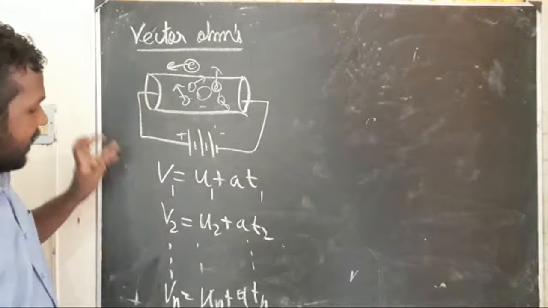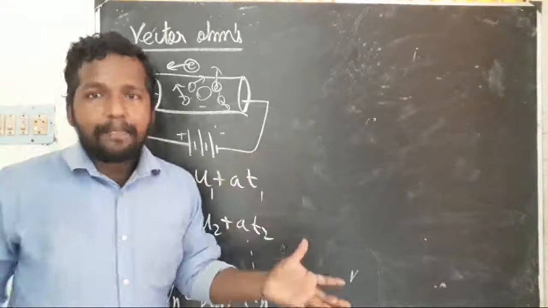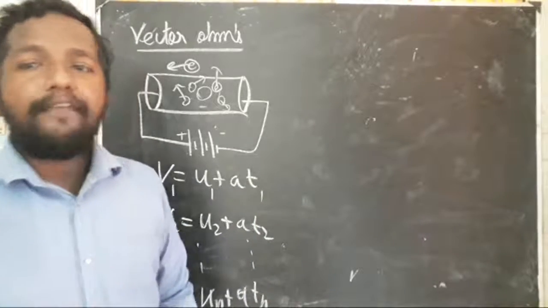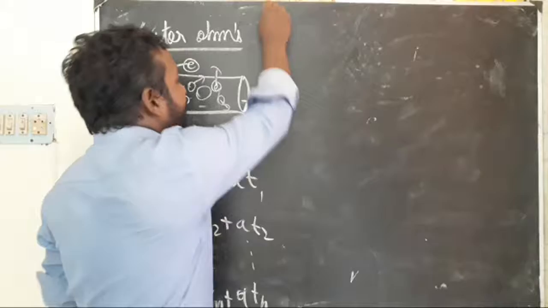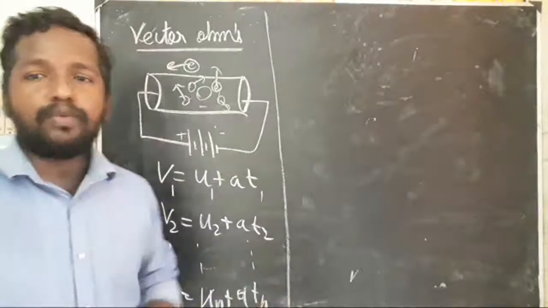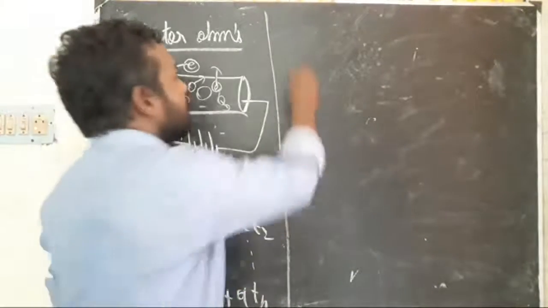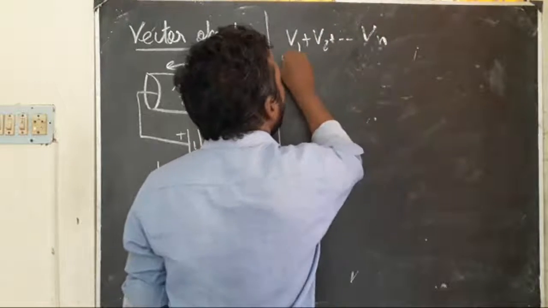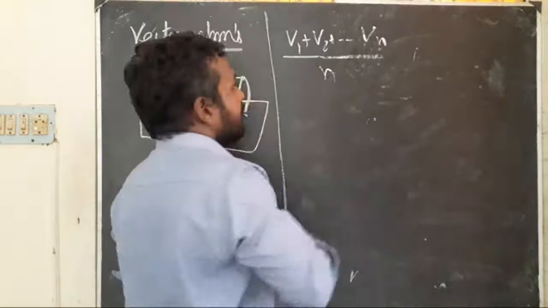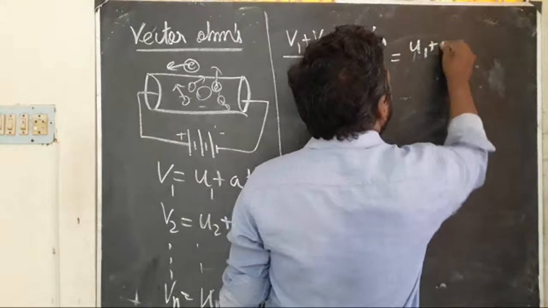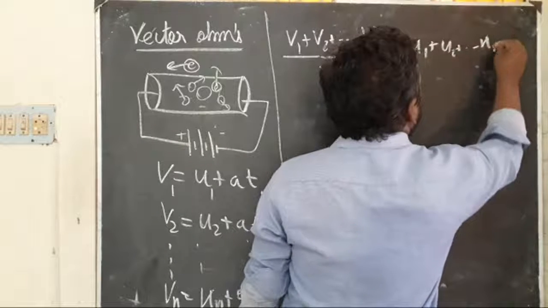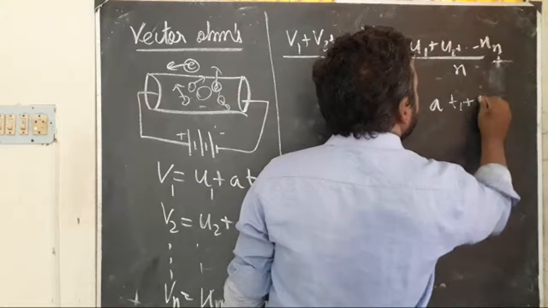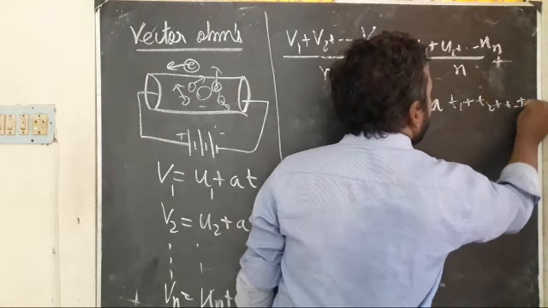Okay, so first electron, second electron, third electron, we have n number of electrons flowing from one end to another end. Now we are going to take the average velocity. So we can add all the electrons together and we will get the average. So (v1 + v2 + ... + vn) divided by n, the overall mean velocity, is equal to (u1 + u2 + ... + un) divided by n plus a times (t1 + t2 + t3 + ... + tn) divided by n.